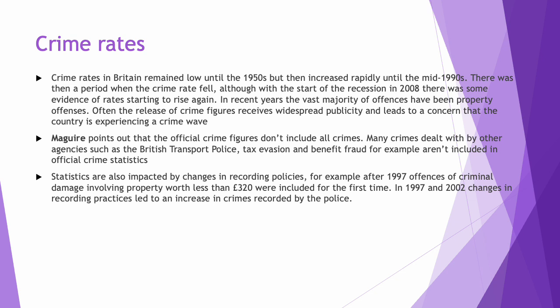Many crimes dealt with by other agencies, such as the British Transport Police, tax evasion and benefit fraud, for example, aren't included in the official crime statistics. Statistics are also impacted by changes in recording policies. For example, after 1997, offences of criminal damage involving property worth less than £320 were included for the first time. In 1997 and 2002, changes in recording practices led to an increase in crimes recorded by the police.